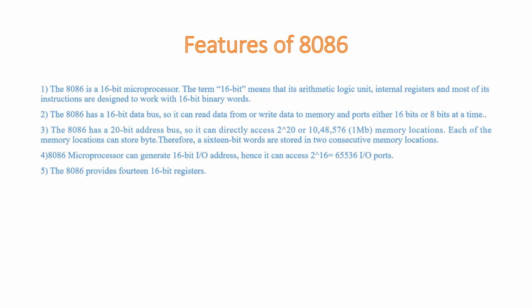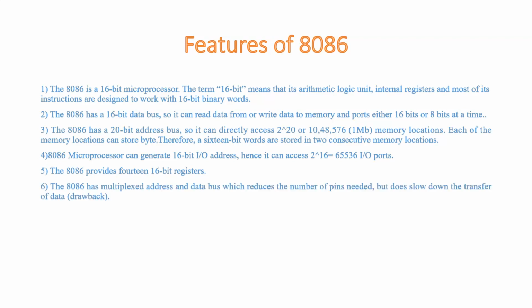The instruction pointer is the one which points to the offset address of the next instruction. And apart from that it has a 16-bit flag register. So totally 8086 provides 14 16-bit registers.